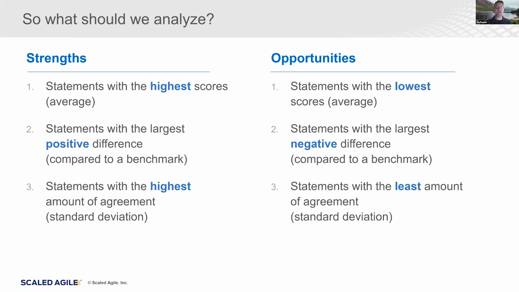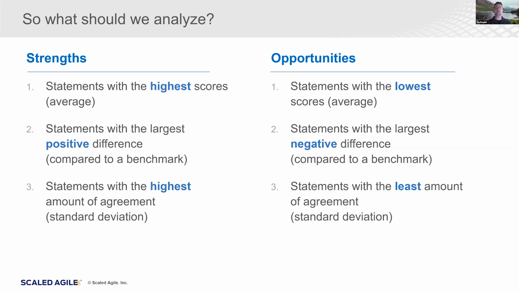And then those statements with the highest amount of agreement. These are statements where, if we have the highest amount of agreement and a low standard deviation, that typically gives us information that we have a good common understanding here, and we agree on where we're at. So we can understand that we're communicating well within the organization, that there's a good understanding, and that we agree on either the improvements or how well we've done in those areas.